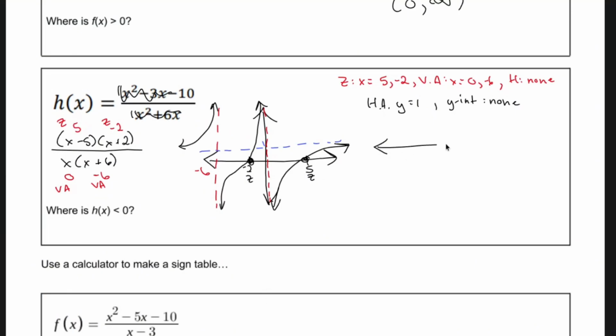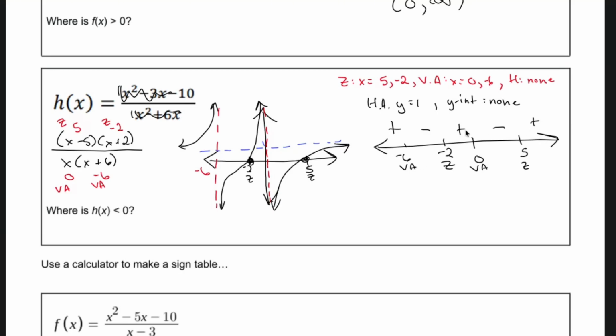So, sign table. No holes, by the way. Sign table gives me -6, which is a vertical asymptote. It gives me -2, which is a zero. It gives me 0, a vertical asymptote. And 5 is a zero. All the way up until -6, positive. From -6 up until -2, negative. From -2 up until 0, positive. From 0 to 5, negative. And from 5 on, positive.